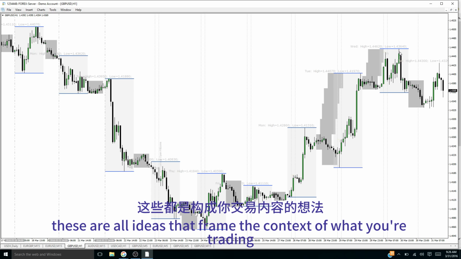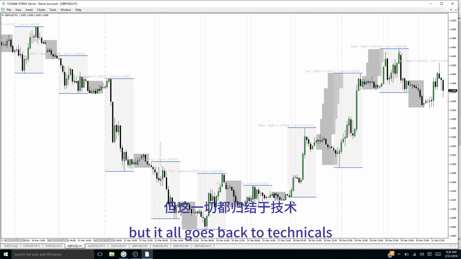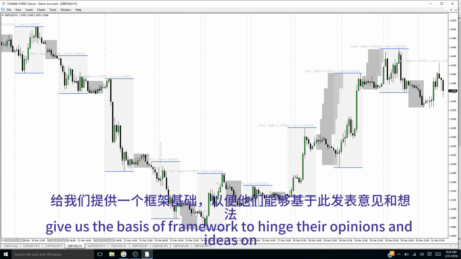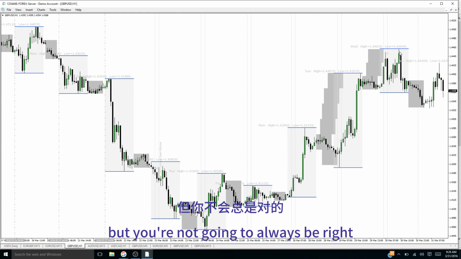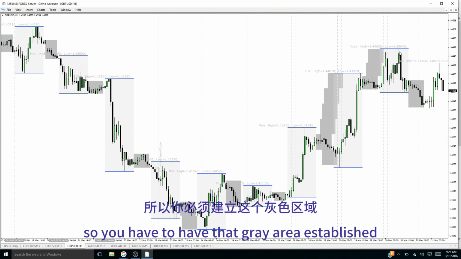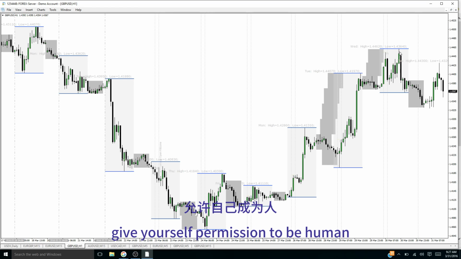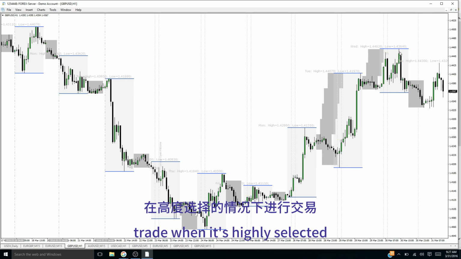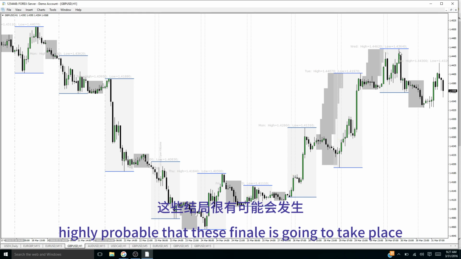neutralize open liquidity, get individuals on the wrong side of the marketplace. These are all ideas that frame the context of what you're trading. But it all goes back to technicals. The technicals give us the basis or framework to hinge those opinions and ideas on, but you're not going to always be right. So you have to have that gray area established. Give yourself permission to be human. Don't trade every single day. Trade when it's highly selected, highly probable that these phenomena are going to take place.